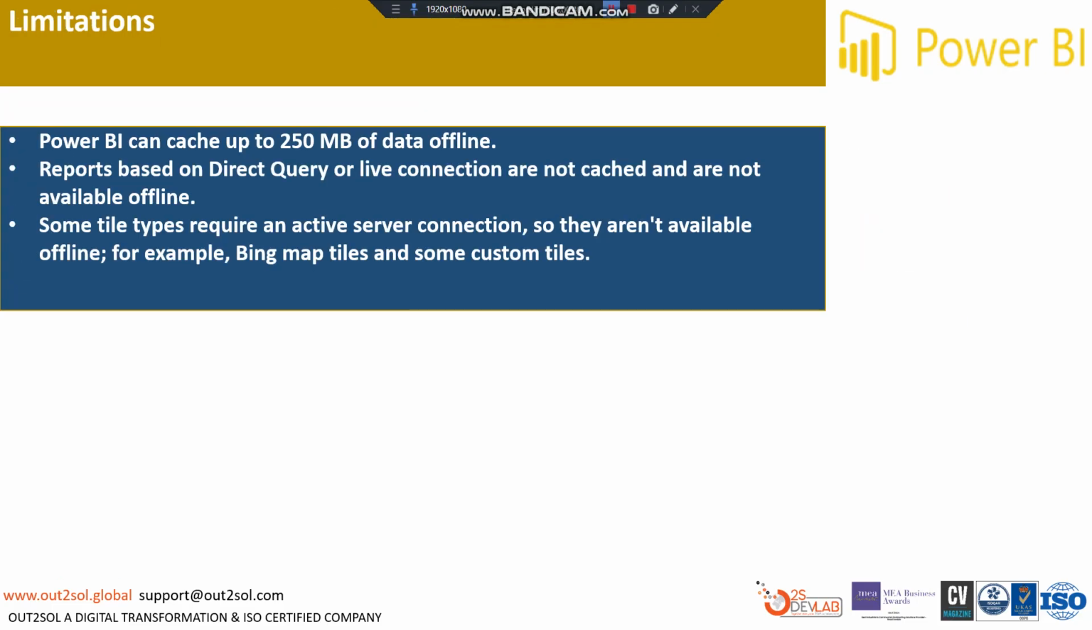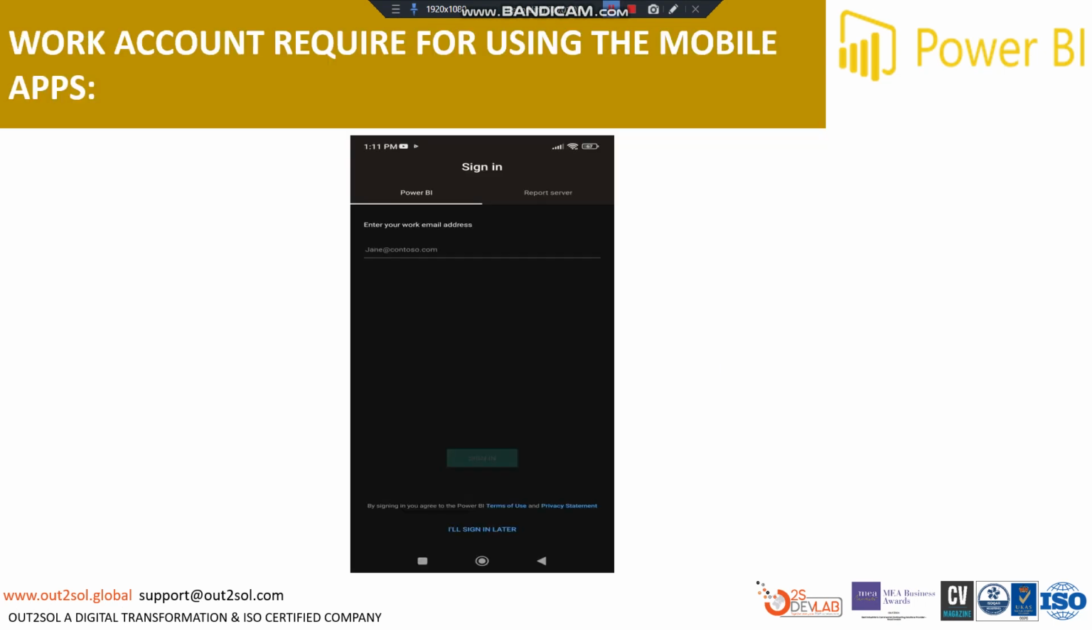There are some limitations of the Power BI mobile application. The major limitation is that it only caches up to 250 MB of data offline. These reports basically depend upon direct query and the live connection, and are not cached and not available offline. Some tile types require an active server connection, so they are not available offline. You also require a work account for the mobile application.